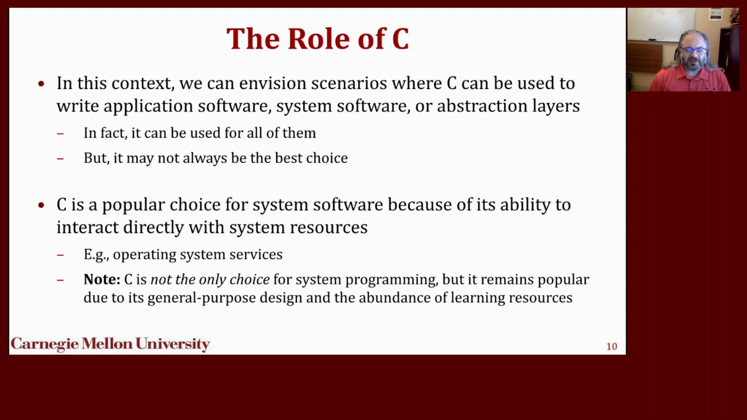Particularly when we're looking at system software, C is still a very popular choice. And this is where a lot of C programming is still done. Because there is a low level of abstraction in the C language, and it can directly interact with system resources, it's a very popular choice for doing system programming. It's not the only choice, but it's still very popular because it is general purpose, it's very powerful, and it's been around for a long time. People understand it very well.